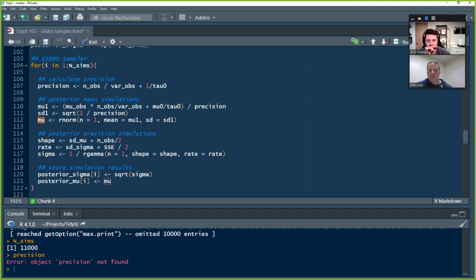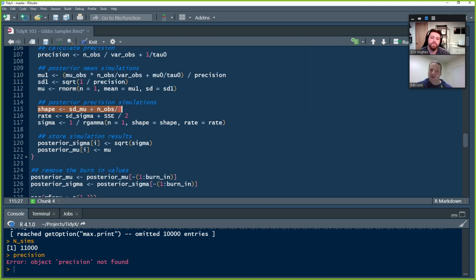Next, we're going to look at our other parameter, which is the standard deviation. We have a shape parameter, which we're going to combine with our prior. So we take the standard deviation of our prior plus the number of observations divided by 2. For the rate parameter, we take the standard deviation of our standard deviation. We add to it the sum of the squared errors divided by 2.